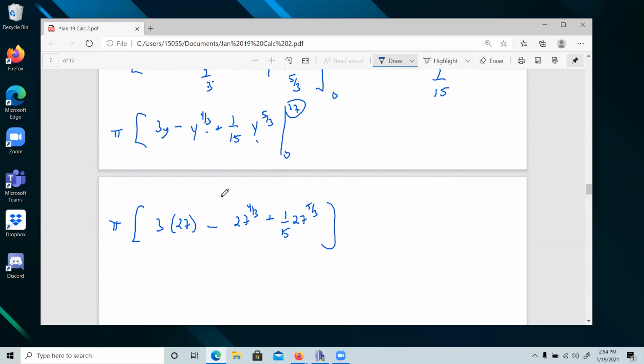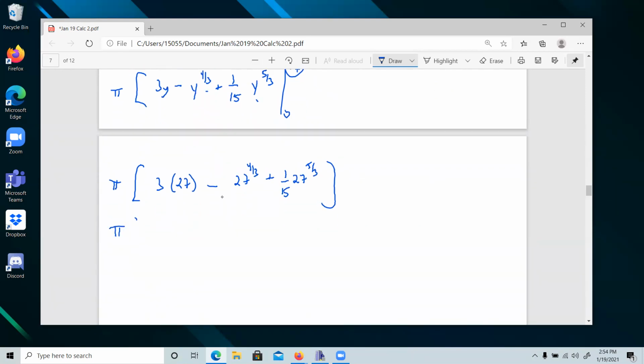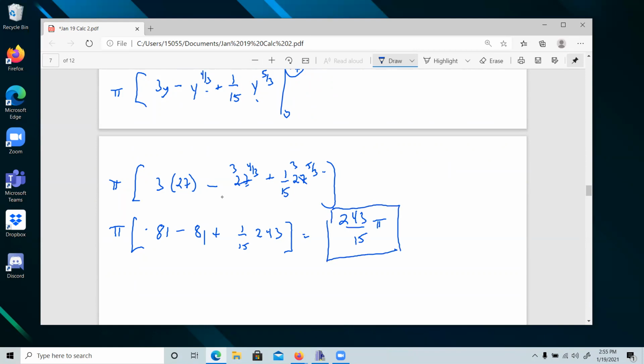So what do we have? We have 81, because 27 times 3 is 81, minus the cube root of 27, which is 3, and 3 to the 4th was 81. And this is going to be the cube root of 27 is 3, and 3 to the 5th is 243. So there we go. We have 243 over 15 pi. Just what you expected, right? Sure.